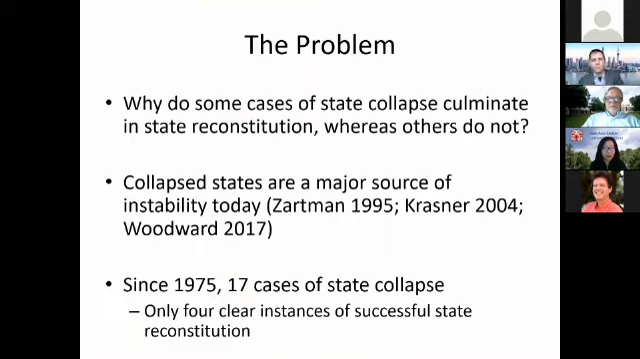What is the problem that has motivated this study of mine? I worked on it for almost the entire time I was in graduate school, earning my dissertation. That was about 8 years ago.